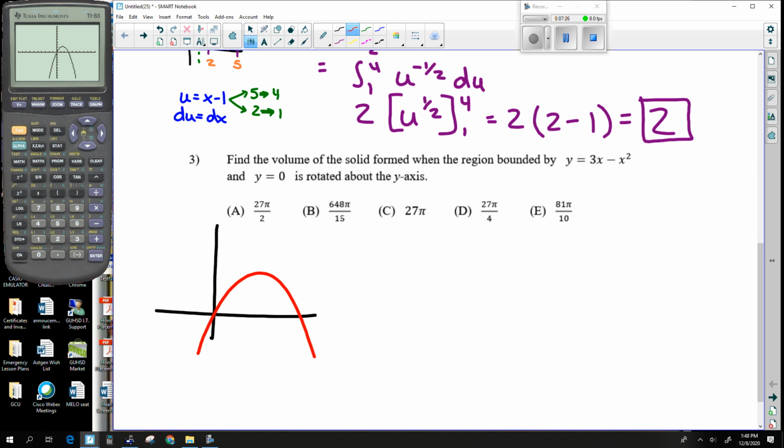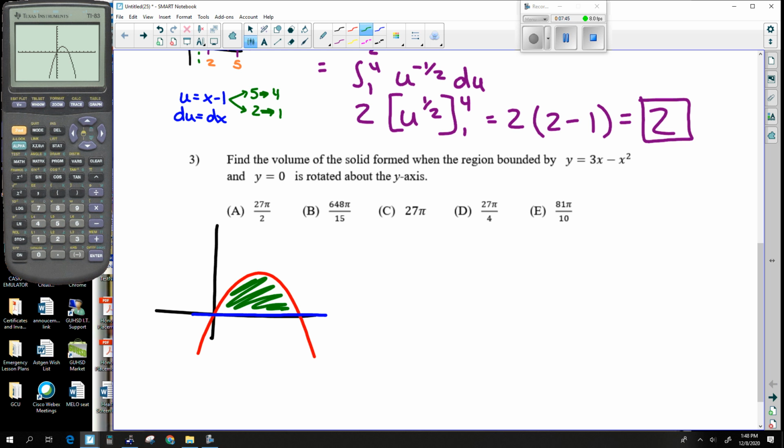Okay, so this is part of the region. Let's see what the boundaries there are. Find the volume of the solid formed when the region is bounded by that, and y is equal to 0. Y is equal to 0 is the x-axis. So this is the boundary right here.